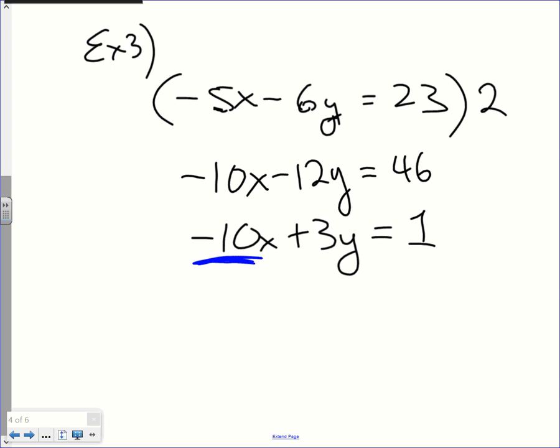See how we have the same coefficient now? Now, if I add or subtract the equations, something will be eliminated. The x's will be eliminated. What would I do, add them or subtract them, though? Subtract them.